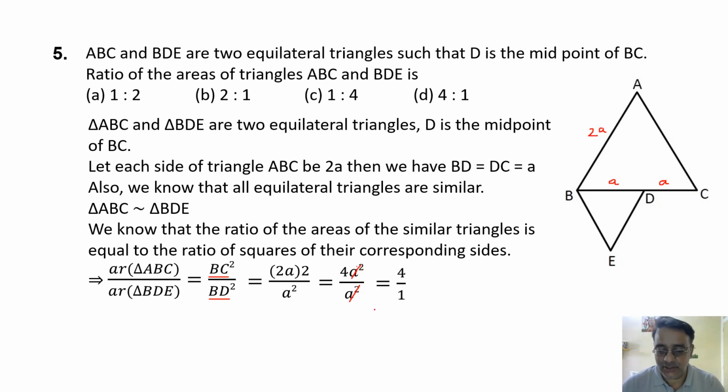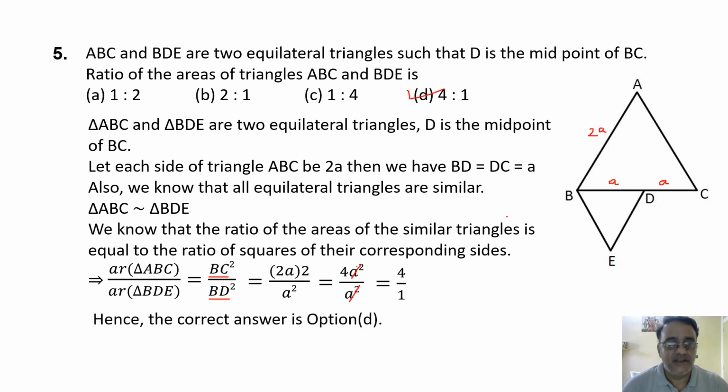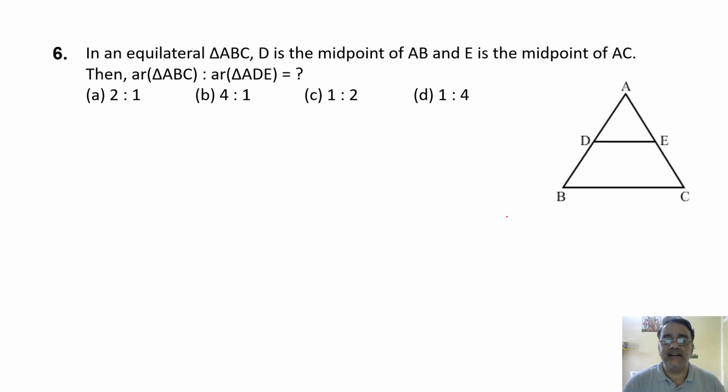So which is the correct option? Option D. Right? So now we are moving toward question number 6. In an equilateral triangle ABC, D is the midpoint of AB and E is the midpoint of AC. Then area of triangle ABC is to area of triangle ADE, right? So first of all, here D is the midpoint of AB is given and E is the midpoint of AC. So DE is parallel to BC.